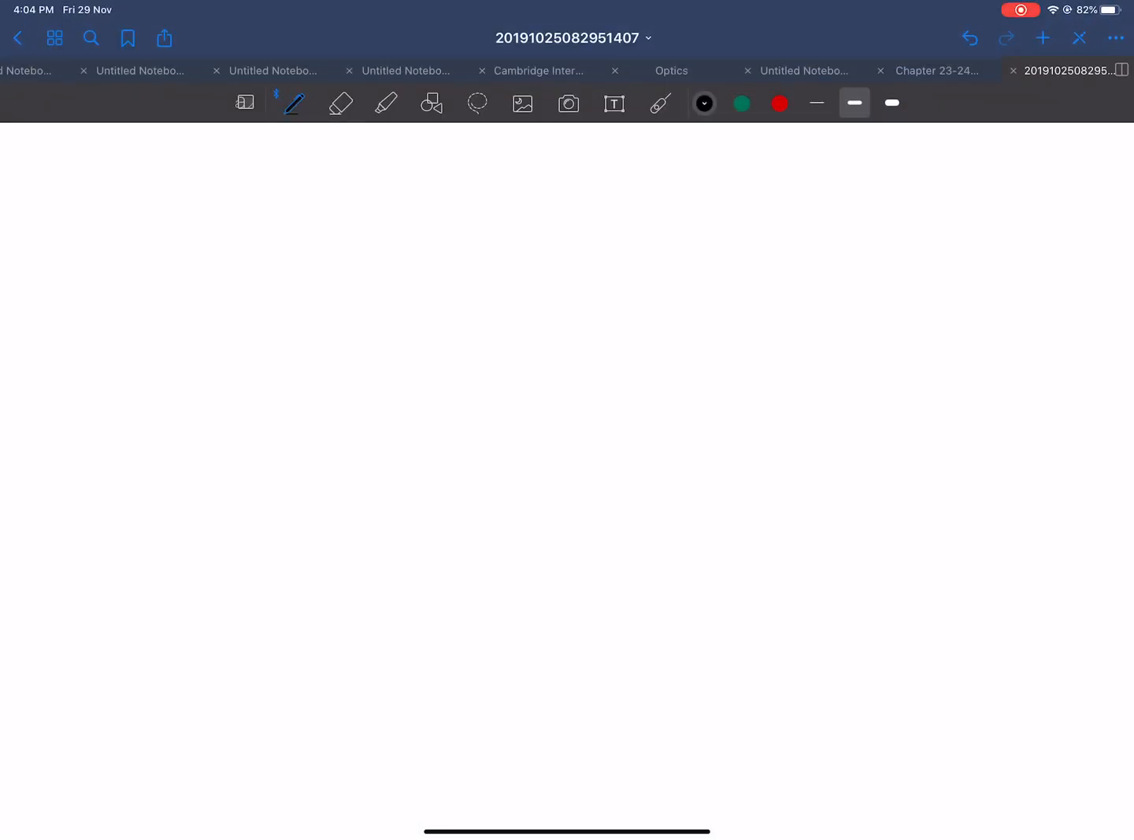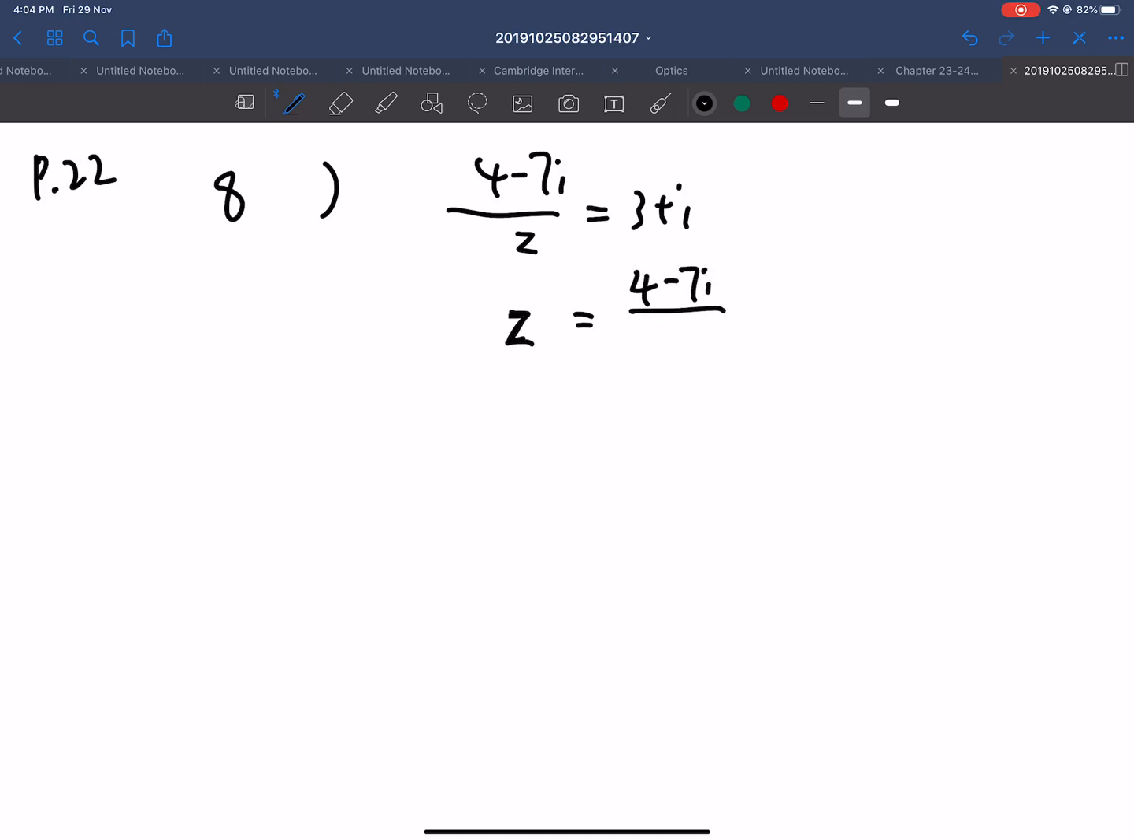Now, let's talk about some examples in the FP method. Go to your textbook at page 22. Question next: (4 minus 7i) over c equals 3 plus i. So, to find this one, you just rearrange the terms to get (4 minus 7i) over (3 plus i).